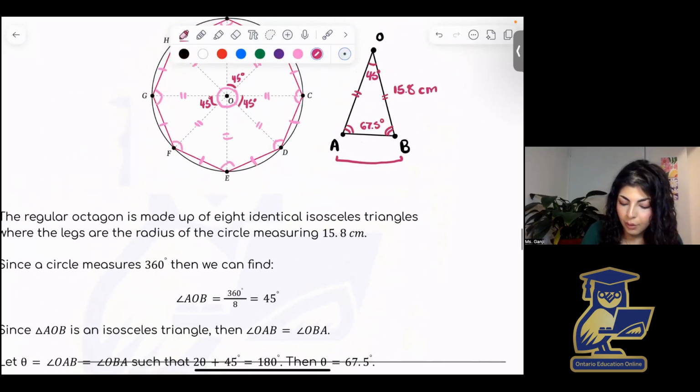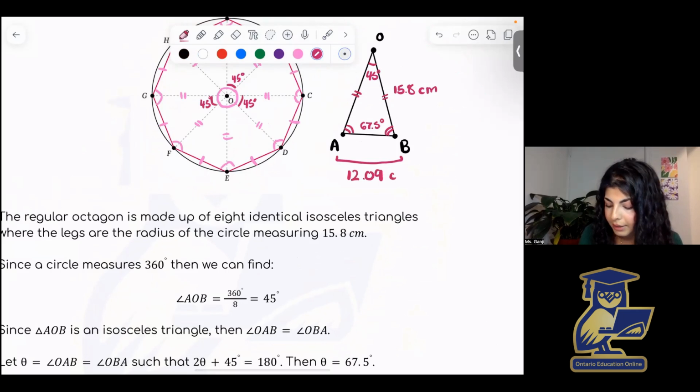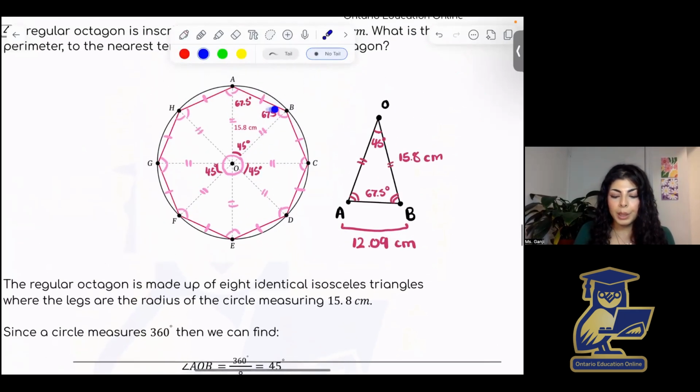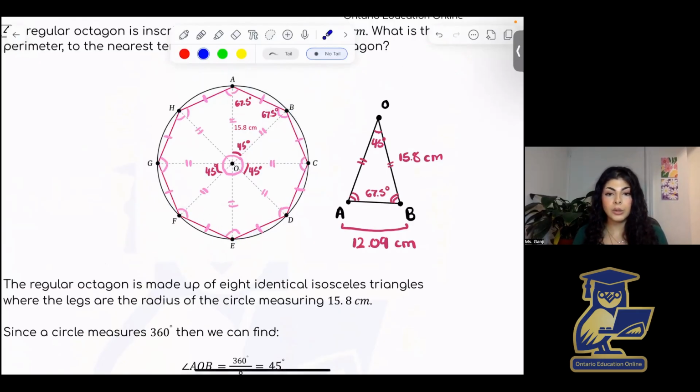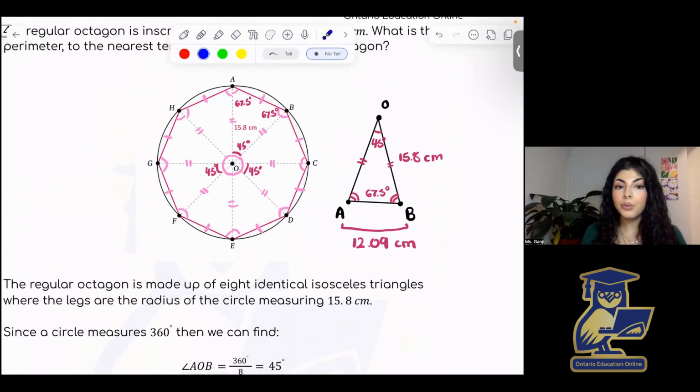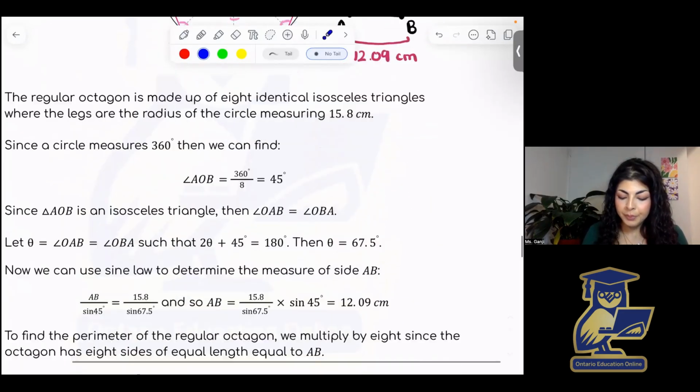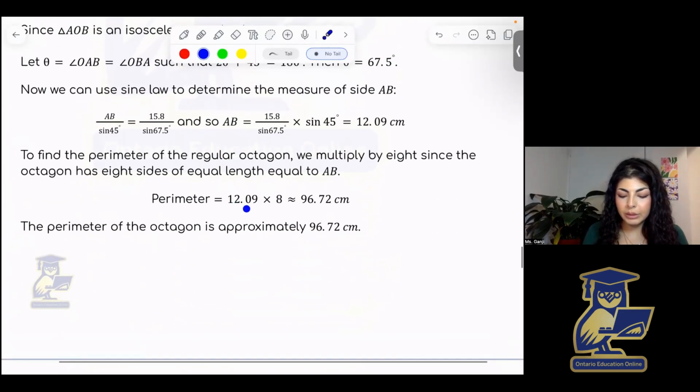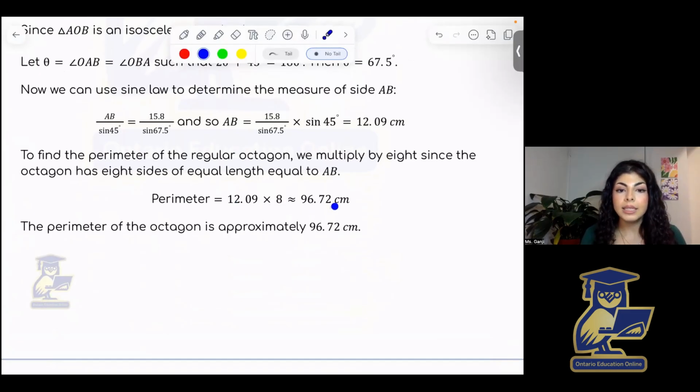So this over here is 12.09 centimeters, which then going back to our octagon means all of these 8 sides are 12.09 centimeters each. And for me to find the perimeter, I just have to multiply that by 8 or add it 8 times. And so the perimeter is going to be 12.09 times 8, which is approximately 96.72 centimeters. And the reason why I put approximately here is because this itself is an approximation. So here we can say the perimeter of the octagon is approximately 96.72 centimeters.